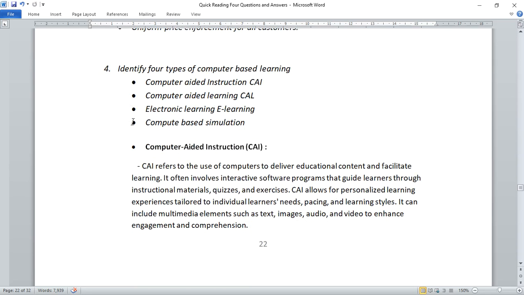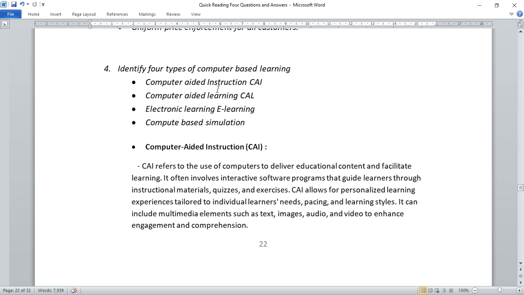Number 4, identify 4 types of computer-based learning. This is a very important sector. We have computer-aided instruction, CAI. We have computer-aided learning, CAL. We have electronic learning or e-learning. We have computer-based simulation. Remember, guys, this is a very examinable part.